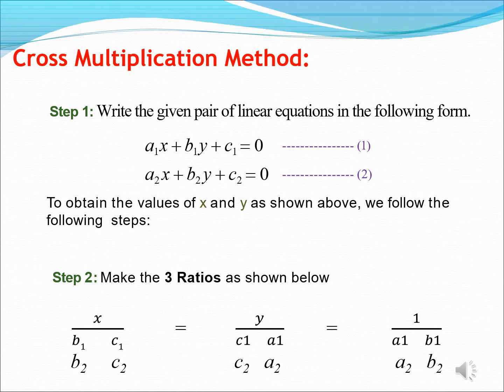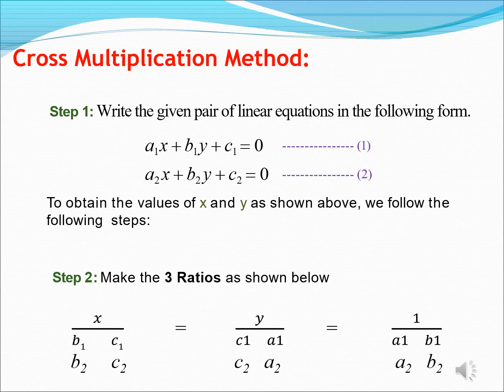In step 2, we have to make three different ratios as shown below. Ratios are x upon something, then y upon something, and then 1 upon something. Equals to signs are there in between the ratios. Now what we have to write in the denominator part of each and every ratio. The thing you need to learn here, the thing you have to remember here. Now below x, you have to write the coefficients of y variable and the constant ones.